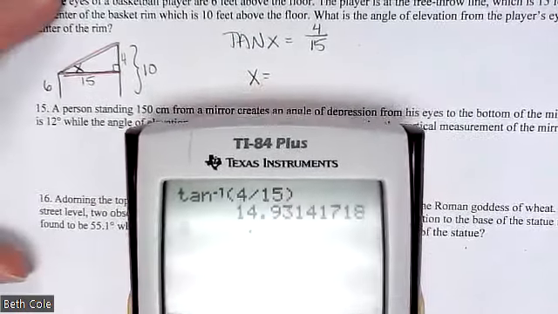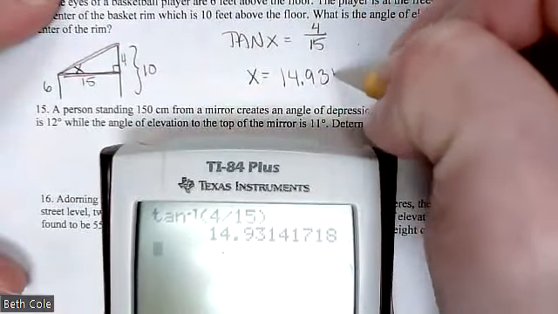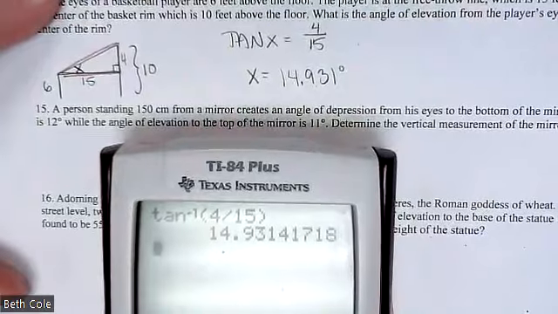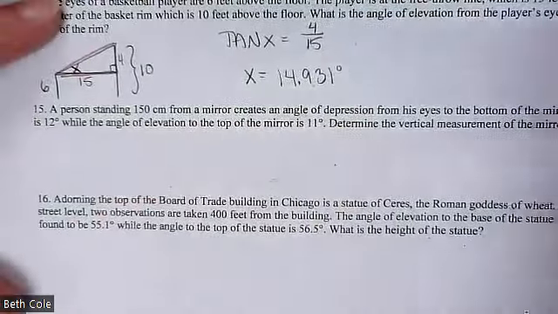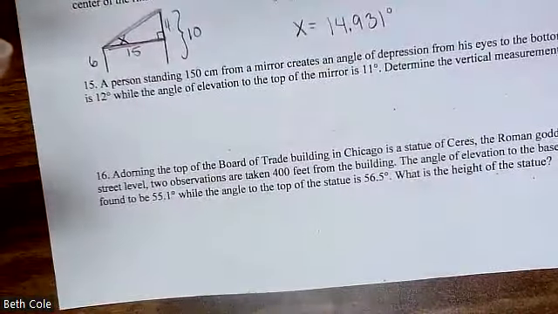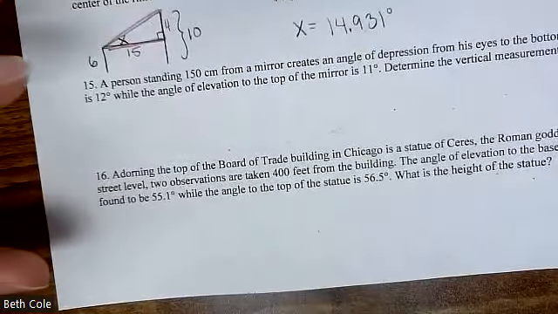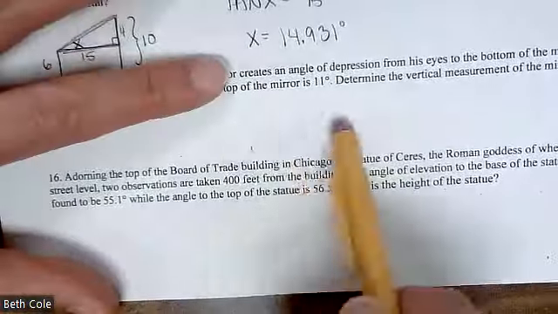I got 14.931. And again, your units are degrees, so you can just put the degree symbol or write out the word degrees. All right, we got 2 more. I'm going to show you some fancy calculator tricks on these ones. So if you've been working ahead of me, which is totally fine, come back on these last 2, because I'm going to show you how to do some fancy button pushing in there.